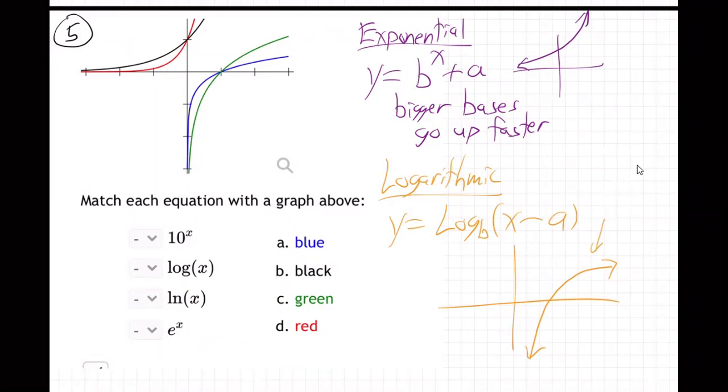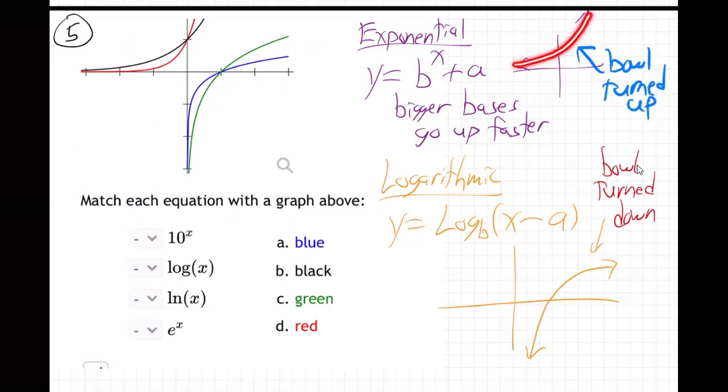Oops, I keep changing my mind there. Okay, it's a bowl turned down. See how the log is like a bowl turned down? Whereas up here, this is like a bowl turned up. See that difference? Exponentials go up fast because they're like a bowl turned up, whereas logs are like a bowl turned down. So they're opposites of each other.